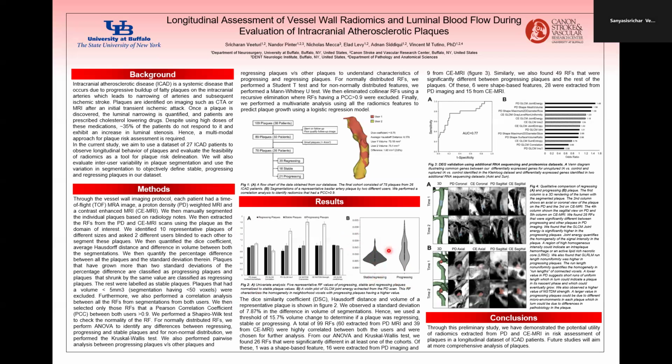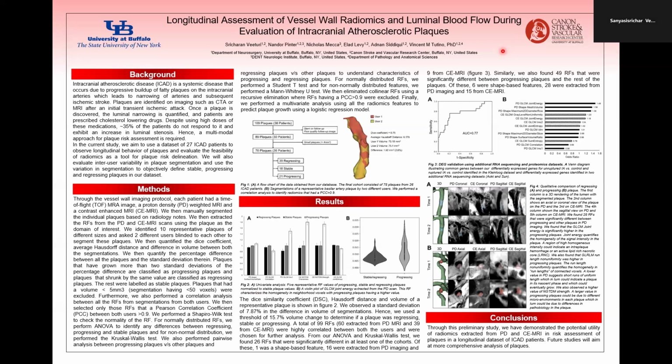We also then performed a univariate analysis between strictly progressing plaques and all other plaques. We found that there were 49 radiomics features which were significantly different between progressing plaques and the rest of the plaques. Out of these, a majority were from the proton density imaging, 28 to be precise, 15 were from contrast enhanced MRI, and 6 were shape-based features.